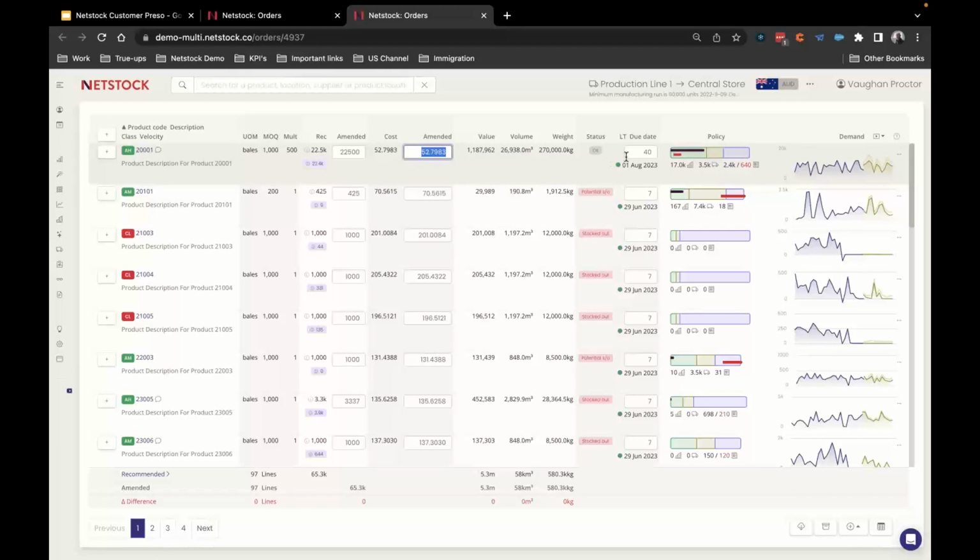We can see value, volume, and weight. We can see the status of the item. These are potential stockouts. That one's okay.